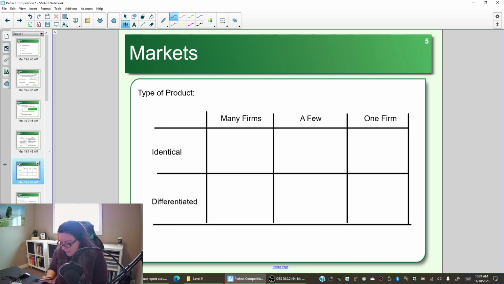So we can actually put this out into a table based on the number of companies and whether we can tell the goods apart. So take a quick moment, pause this video, and see if you can identify which box belongs to monopoly, monopolistic competition, perfect competition, undifferentiated oligopolies, and differentiated oligopolies. All right, let's start with an easy one. One firm. Well, you can't really compare the one company to anything. So we have a monopoly.